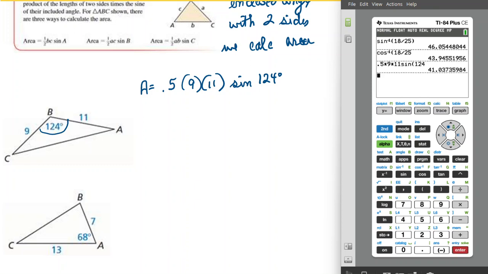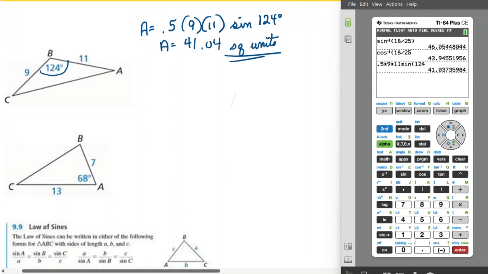I put in everything right. So my area is 41, and it didn't tell us how many places. But on this one, I'm going to do 4. I mean 2. Sorry about that. It is a 4. Square units, because area is in square units.